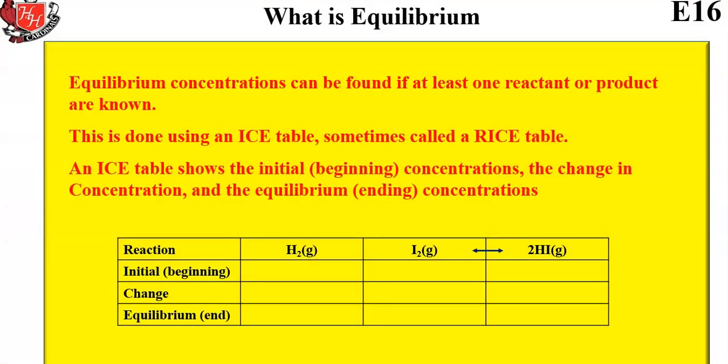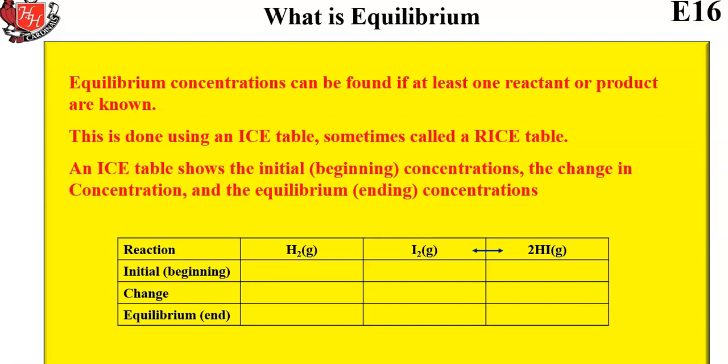The equilibrium concentrations can be found if at least one reactant or product is known. This is done using an ICE table, sometimes called a RICE table. So an ICE table showing the initial beginning concentrations, the change in concentration, and the equilibrium, which basically is the ending concentration, is shown below. And sometimes they do include the word reaction to make it a RICE table, but more often it is called an ICE table.